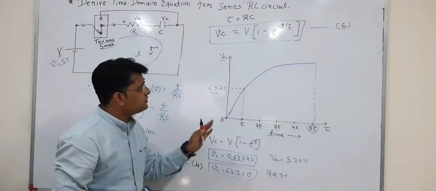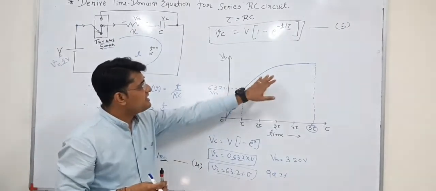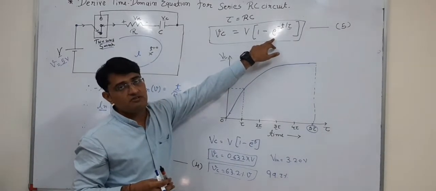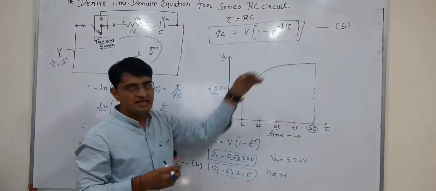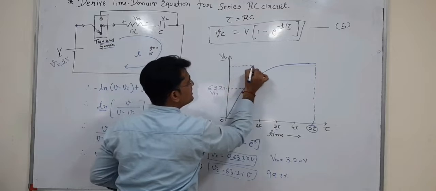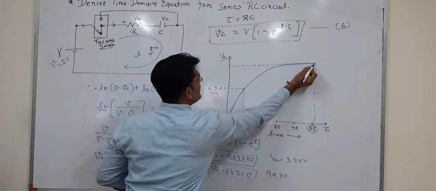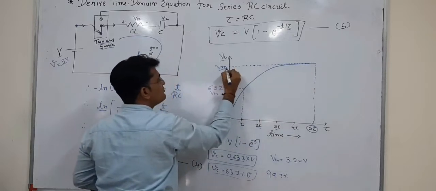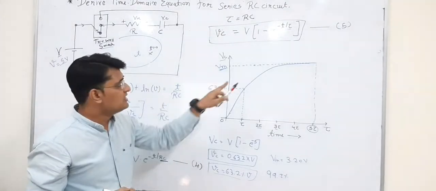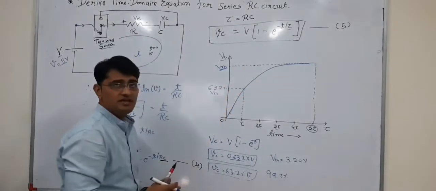This exponential graph is exponential in characteristic because we are getting e raised to an exponential term in our equation. So your graph will be in an exponential manner, and at time t is equals to 5 tau, I am getting maximum voltage Vm. That means 5 volt, if I am taking my supply voltage as 5. So this is the charging action of the capacitor.